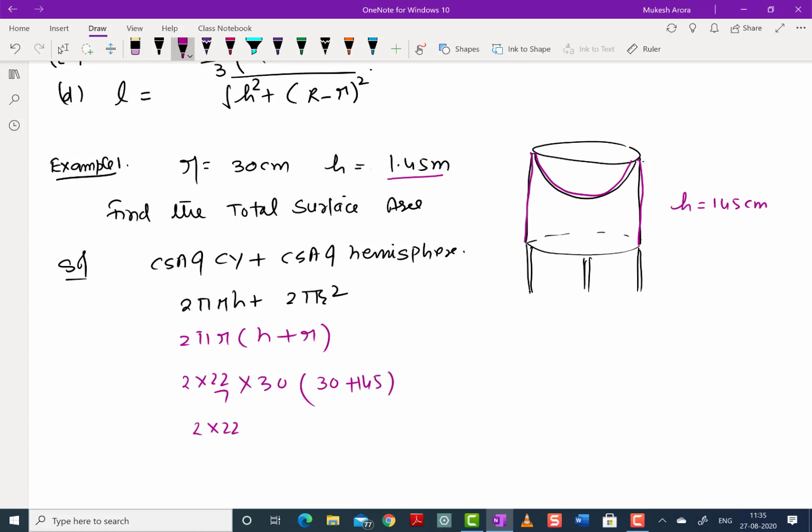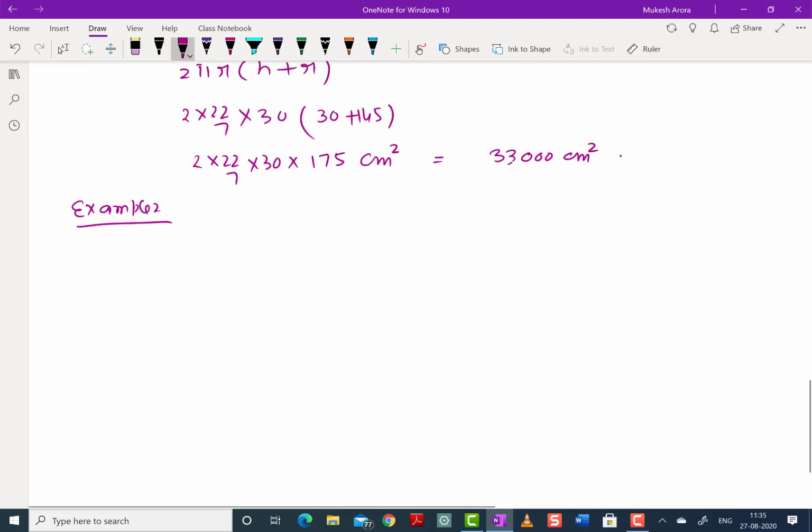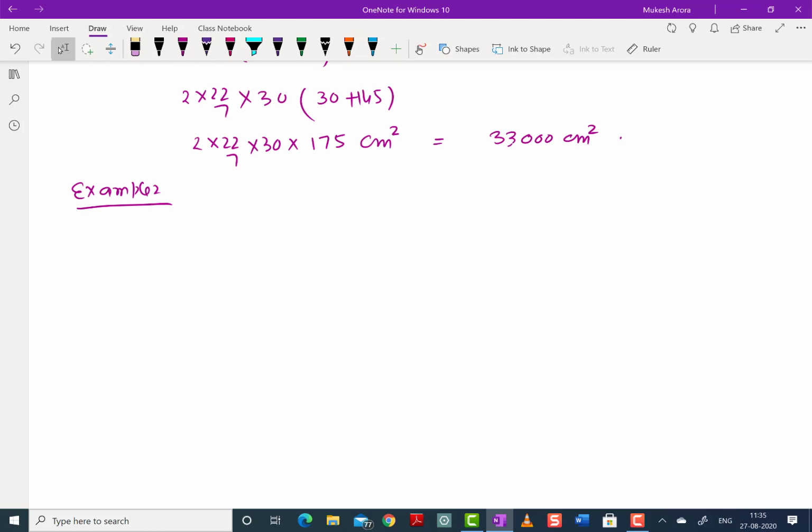2 into 22 by 7 into 30 into 175 centimeter square, which is equal to 33,000 centimeter square. Example 2. Example 2 is: two cubes of equal volume are joined end to end.